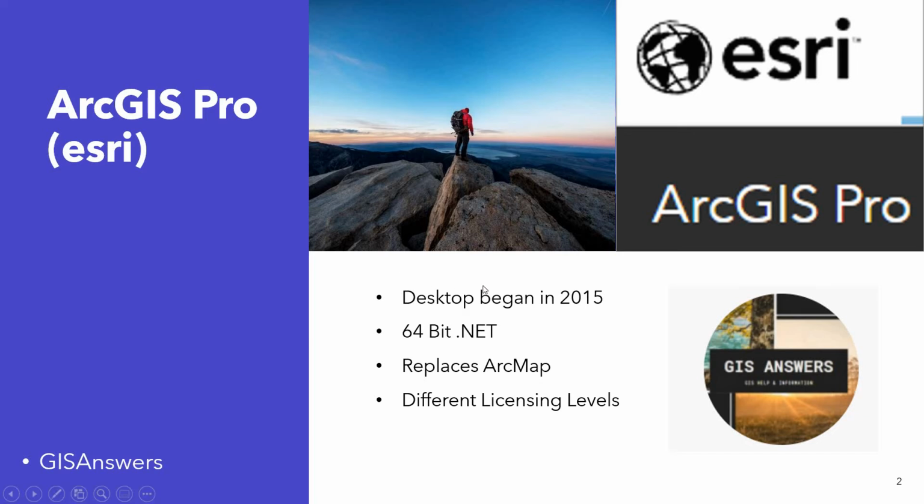It first began in 2015, 64-bit, and .NET platform. It replaces ArcMap, and there are different levels of licensing. If you're interested in a home license, you can access that for $100 a year, as well as a whole suite of Esri software for $100 a year for home use. And we have a video on that if you'd like to look it up.